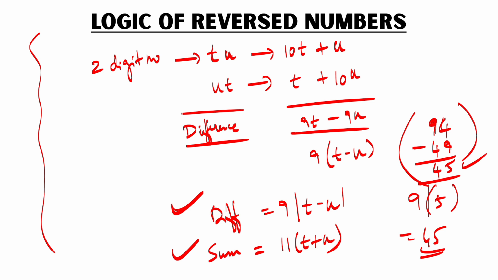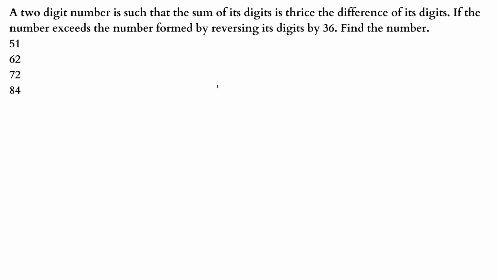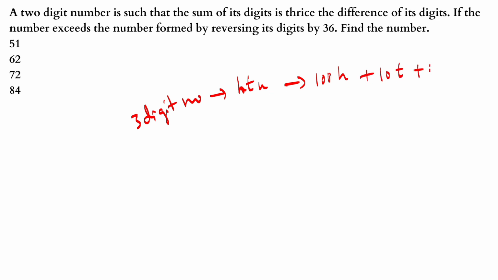This is a simple application, but if the question is somewhat complicated, then this will definitely be very handy. Before solving this example, we will apply that concept with a 3-digit number as well. So if we consider a 3-digit number, let us take H, T and U. H is in hundreds place, so we can write it as 100H, and T is in tens place, so it will be 10T and U.